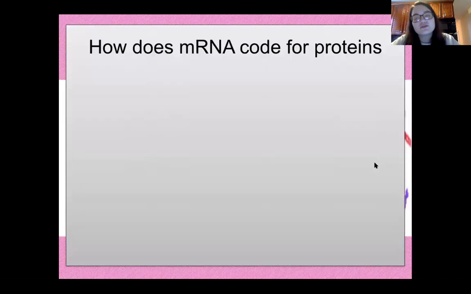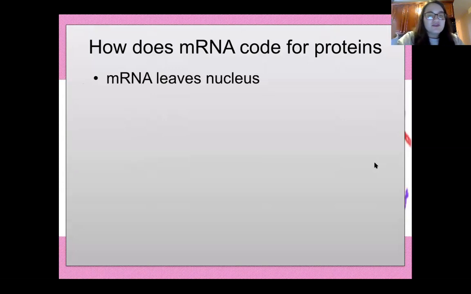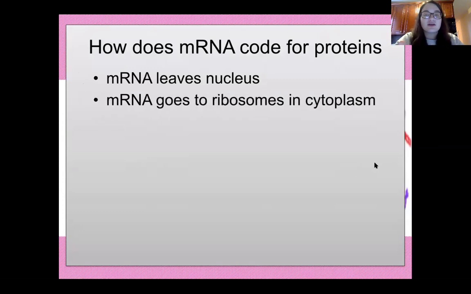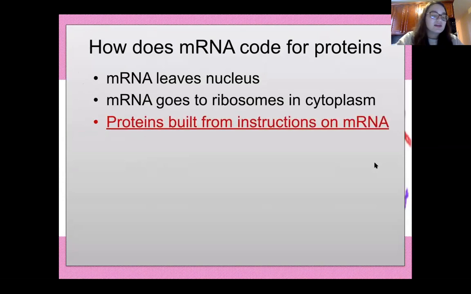So now we're going to go through some animations together of what this looks like. So we're trying to answer the question, how does mRNA code for proteins? So let's do it. So first of all, we know that mRNA has to leave the nucleus. And when it leaves the nucleus, it goes to the cytoplasm. It goes to the ribosomes in the cytoplasm. And it does that because we know that ribosomes are what actually create proteins.